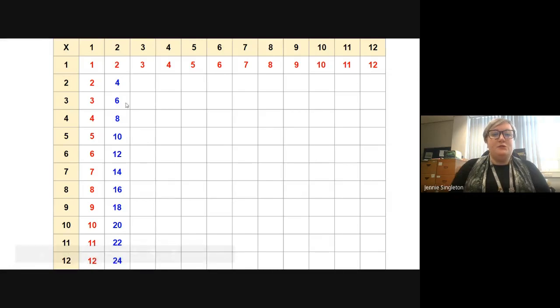Again, because I know what 2 times 3 is, I also know what 3 times 2 is. So I can fill in this row as well.